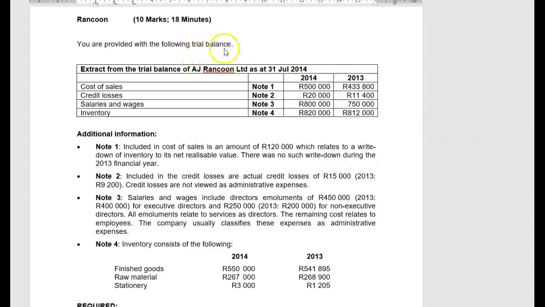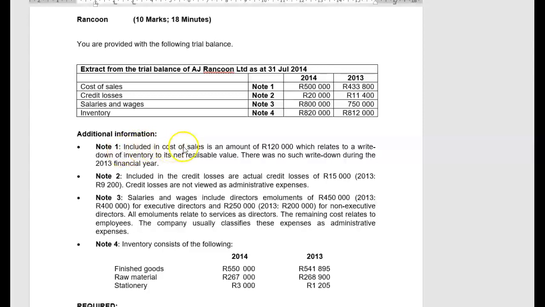You are provided with the following trial balance. Extract from the trial balance of AJ Rancoon as at 31 July 2014. 2014-2013, cost of sales note 1, credit losses note 2, salaries and wages note 3, and inventory note 4.